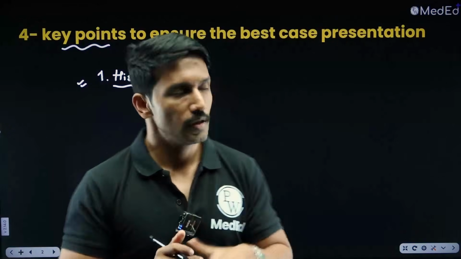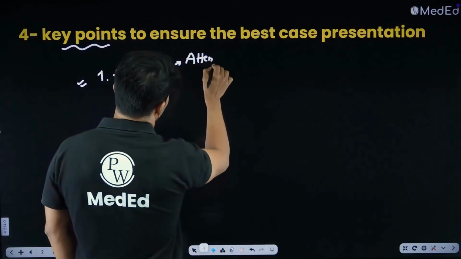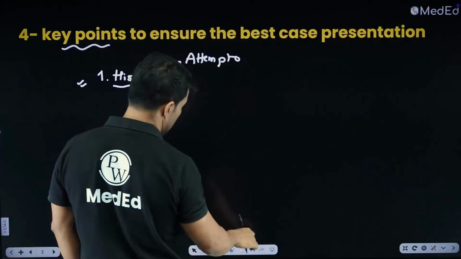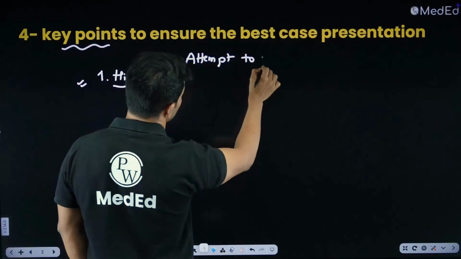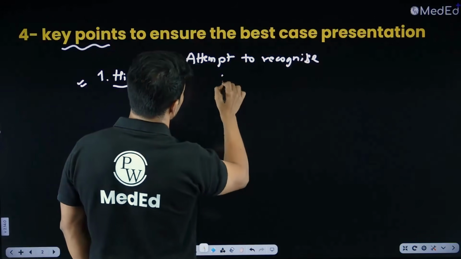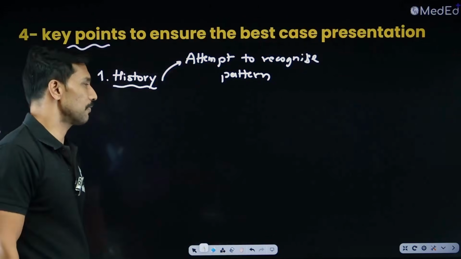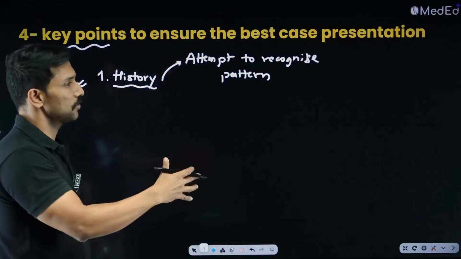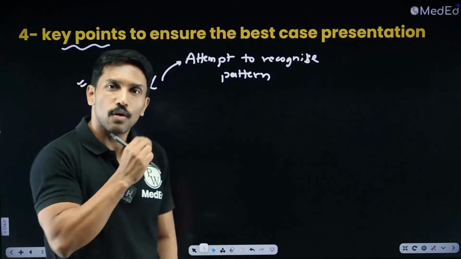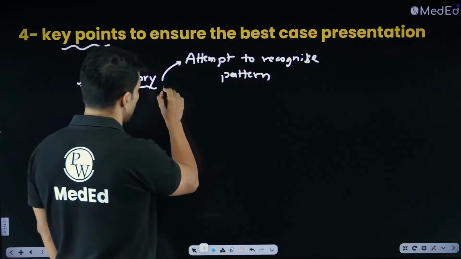giving your answers, right? So number one, at the level of history, attempt to recognize the pattern. Like at least try to identify which organ is likely affected, and then think about the possible differential diagnosis, and then to rule in or rule out, ask extra information from the patient, right, using leading questions.